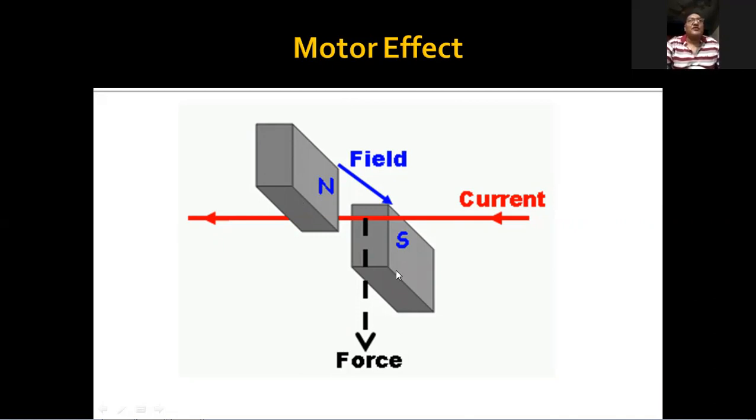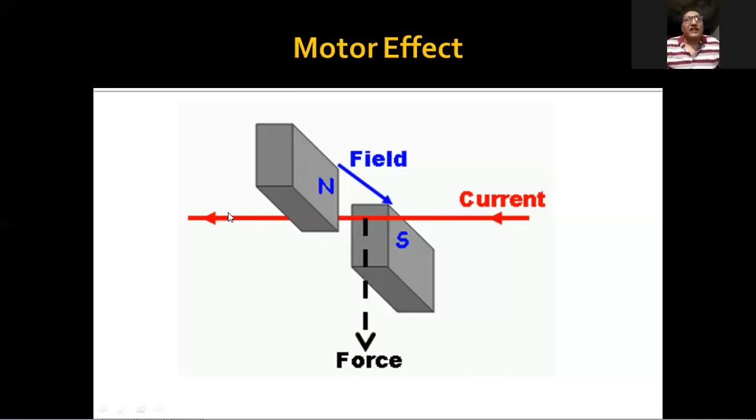Here we have two permanent magnets. We have North Pole, we have South Pole. And here we have a conductor. One thing which you will observe is that the conductor is placed perpendicular to the magnetic field lines. The magnetic field lines are going from north to south. The conductor is perpendicular to them.